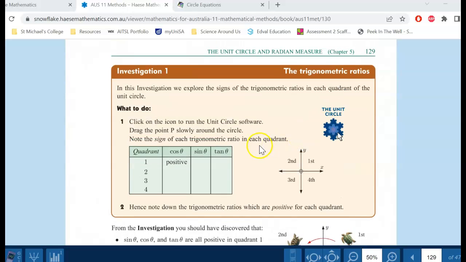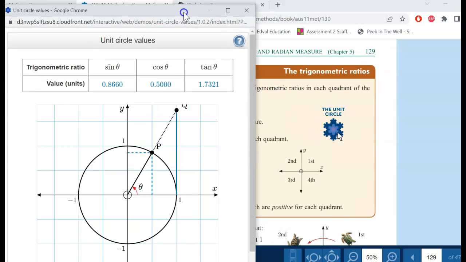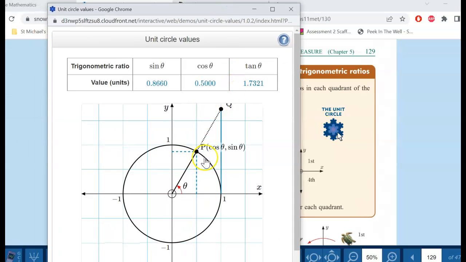So we've got a little investigation here where we're just looking at the tangent function, and we'll have a look at where it's positive and where it's negative. So this is quadrant 1, this is quadrant 2, this is quadrant 3, and this is quadrant 4. So you can see my value for P in quadrant 1. At the moment, anywhere in this quadrant, both the sine value and the cos values are positive. Therefore, the tangent value will also be positive.